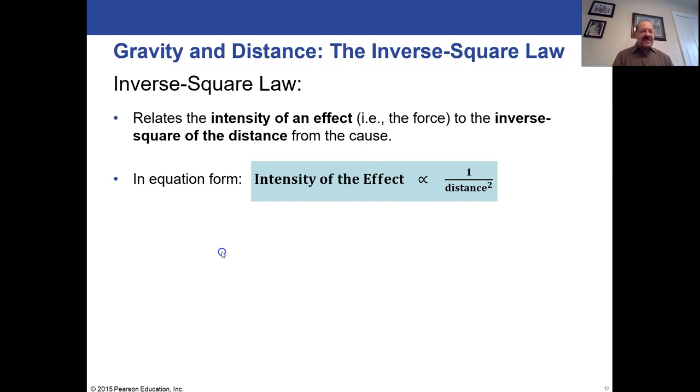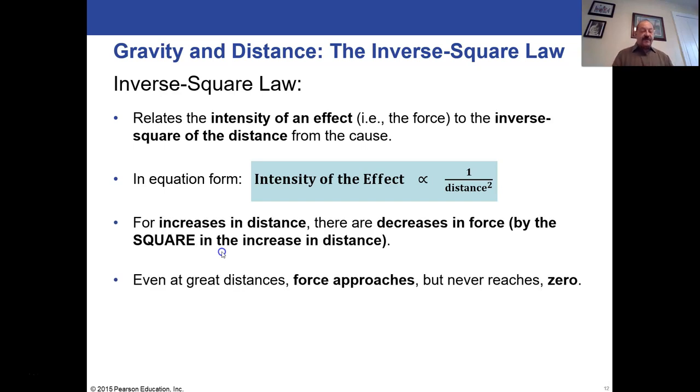So it relates the intensity of an effect, the force of gravity, the electric force, the force from magnetism, to the inverse square of the distance. That means if you increase the distance by some factor, you will decrease the intensity of the force or the effect by the same factor squared. So it'll be even more pronounced in the force that you're looking at.